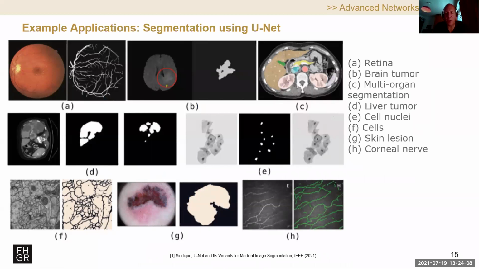Now coming to some applications. Of course, UNet is very prominent when it comes to application for biomedical image segmentation. We can do retinal vessel segmentation. We can do brain tumor segmentation. We can even segment multiple organs in cross sections across the body. Tumor cell nuclei, even whole cells can be segmented, as you see here. We can do skin lesions. We can also have other vessels and neurons being analyzed using segmentation with deep learning.